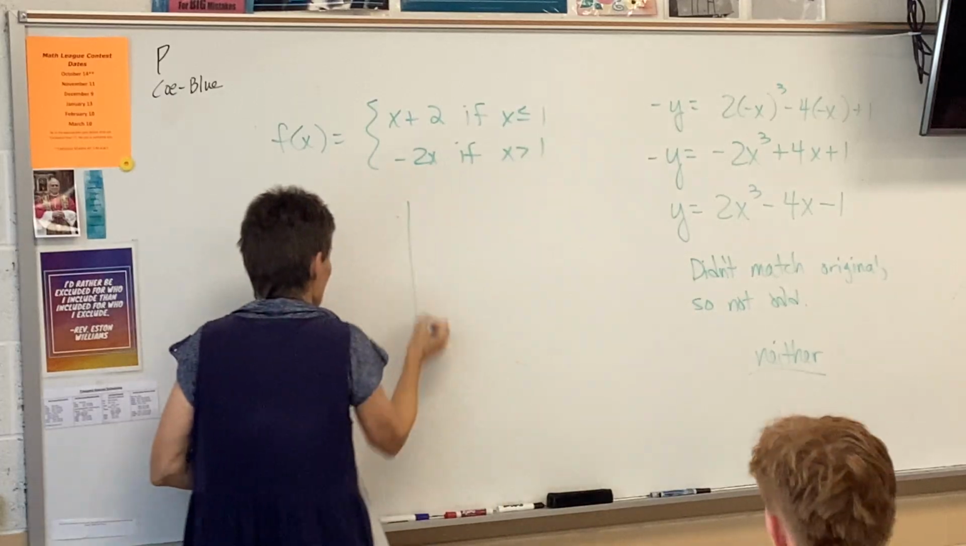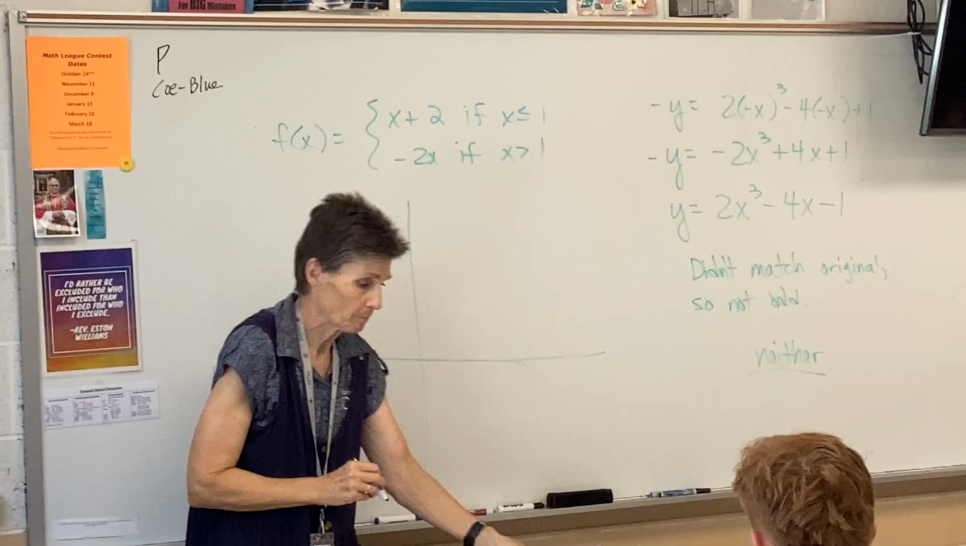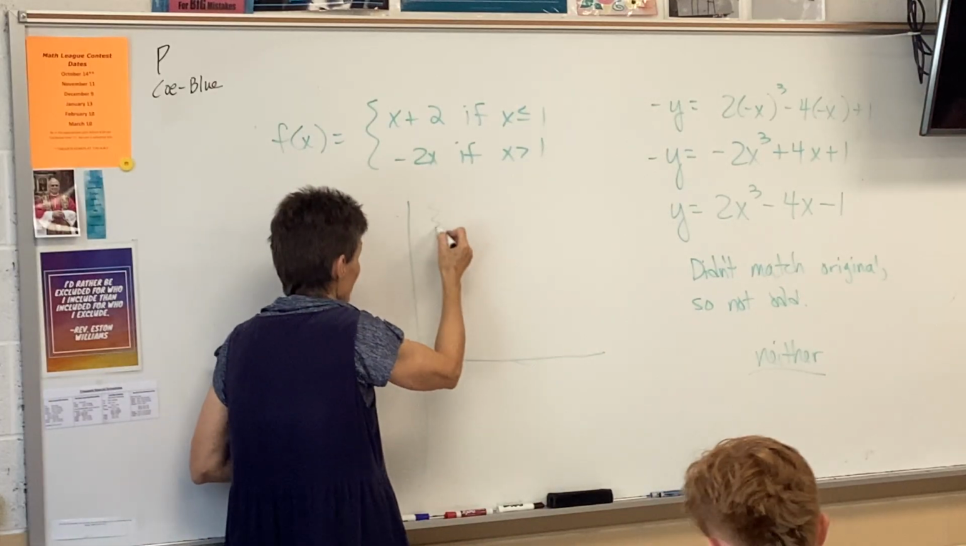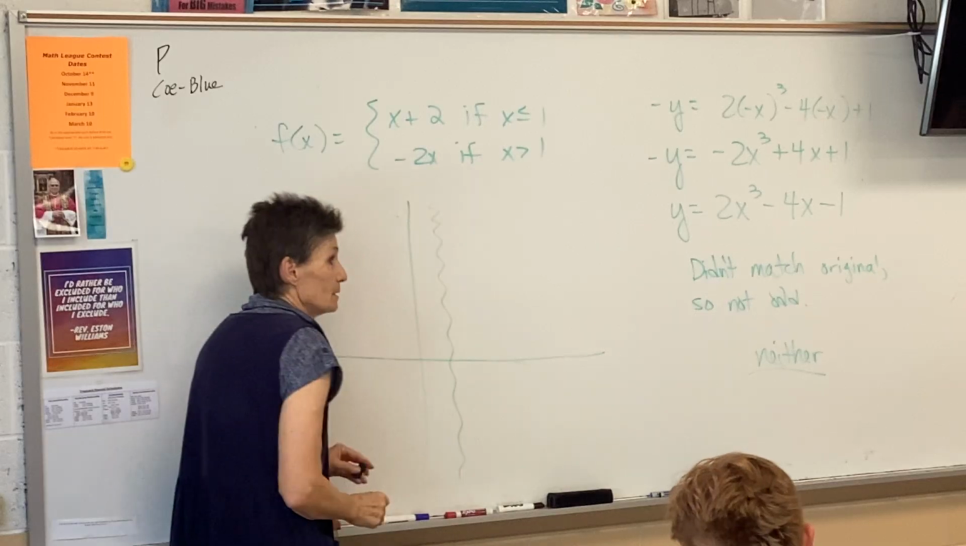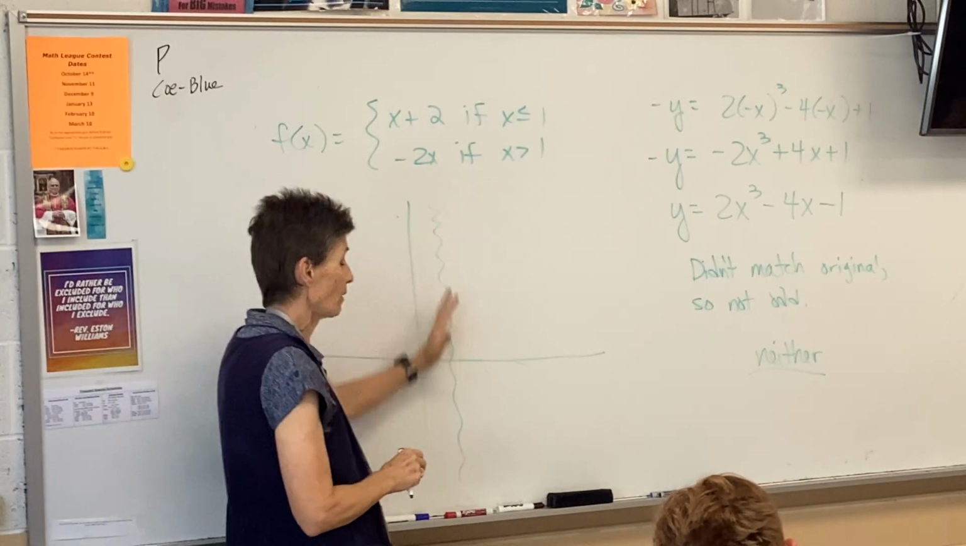All right, so here we go. This is 3A, another piecewise function. So this one is going to be broken at 1. So that's where my dots are going to be. My dots are going to be somewhere on this line.